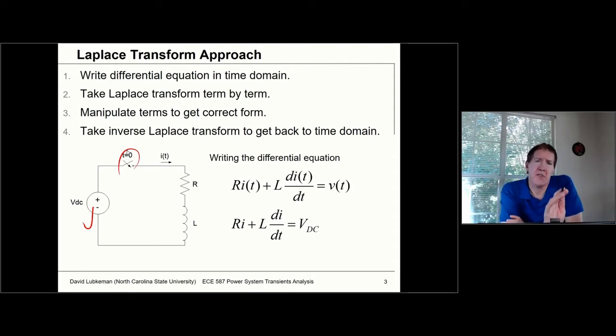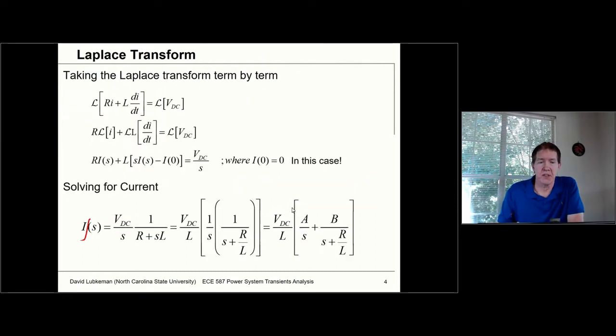If I write a Kirchhoff voltage law, the sum of the drops across the elements, Ri plus L di/dt, is going to be equal to the source voltage v(t), which in this case is going to be a DC constant value, like a battery or DC supply. So Ri plus L di/dt is going to be equal to V_DC. What we would do next is take each term and convert it into the Laplace transform domain. So I have to take the Laplace transform of all the terms on the left and also all the terms on the right.